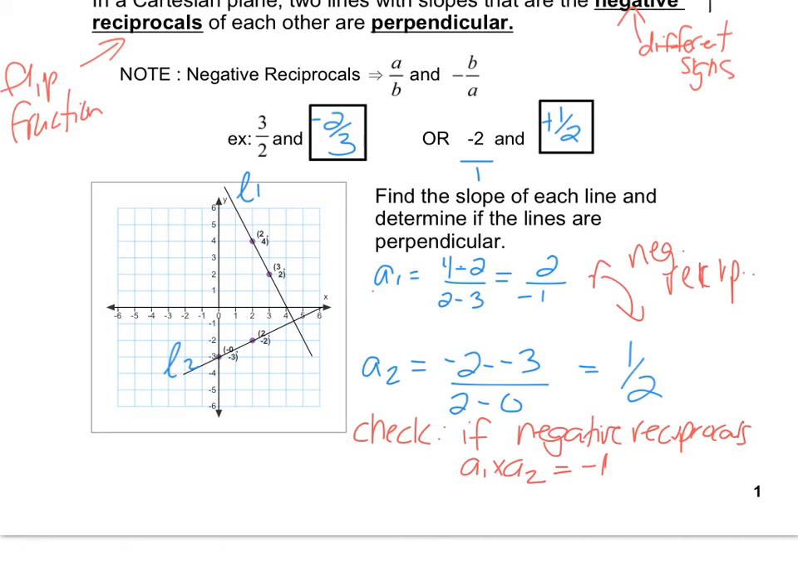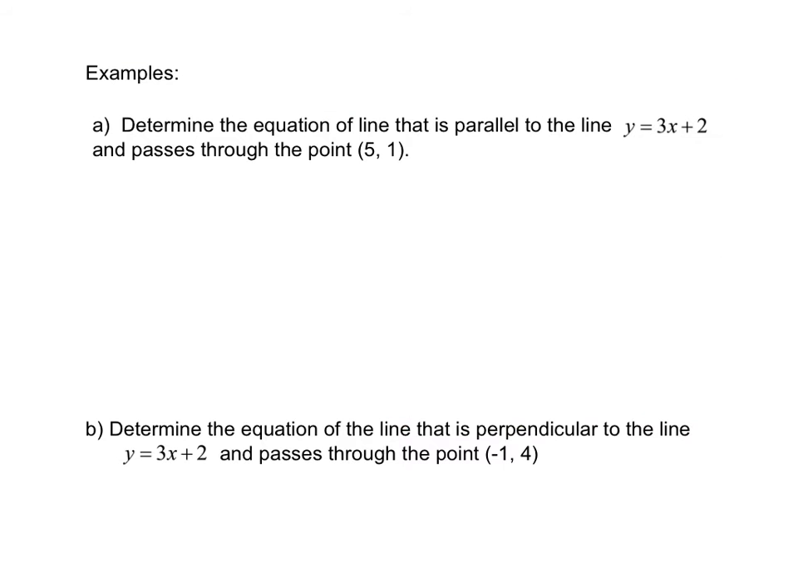So if I try it for this example, I have 2 over -1 times 1/2. So I multiply the tops together, 2 times 1 is 2. Bottoms together, -1 times 2 is -2, and that simplifies to -1. So it works. They are negative reciprocals of one another. Now we'll try a couple examples.